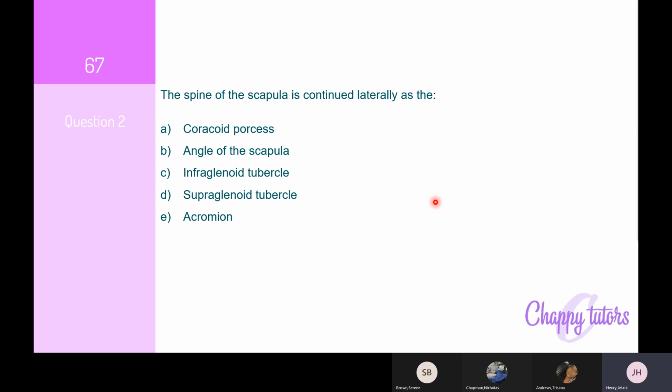Okay, well, I might have given away the answer to this question, explaining the last question, but the spine of the scapula is continued laterally as the... I just mentioned it. E is correct, yes. It continues as the acromion process of the scapula. I'm learning. I was gonna guess, but then I was like, no, it's E. Yes, that's nice. It's E. I'm glad you're learning and understanding.